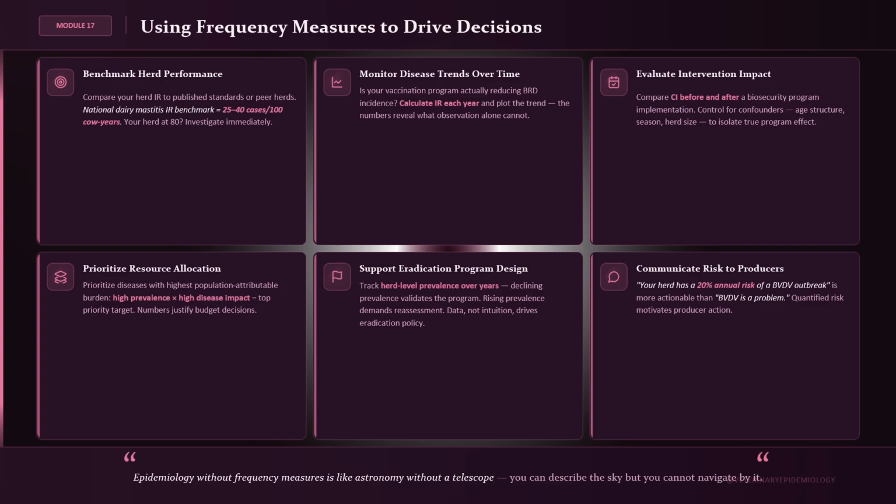Frequency measures aren't an academic exercise. They're decision tools. Let me walk you through 6 ways you'll actually use them in practice. First, benchmarking. Put your herd's incidence rate next to published standards or peer herds.